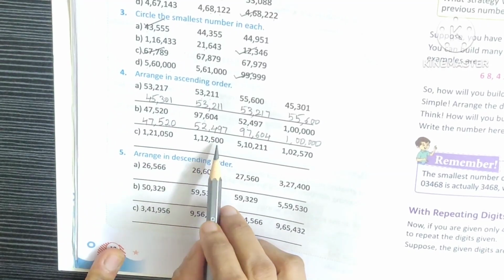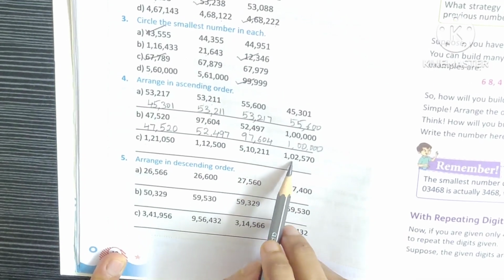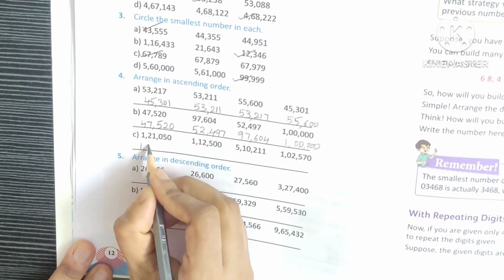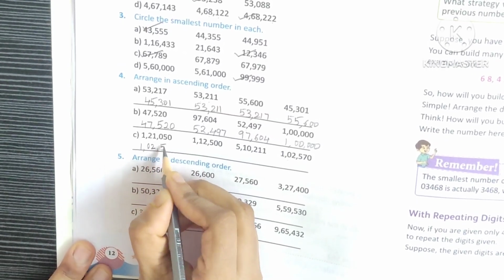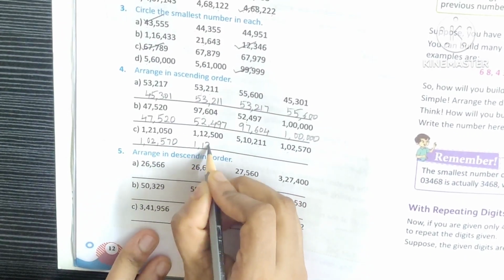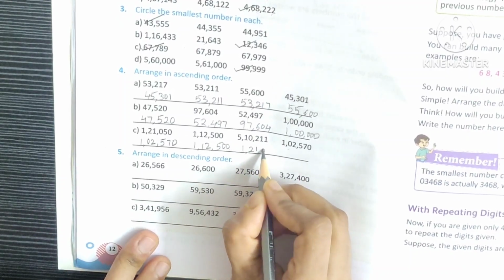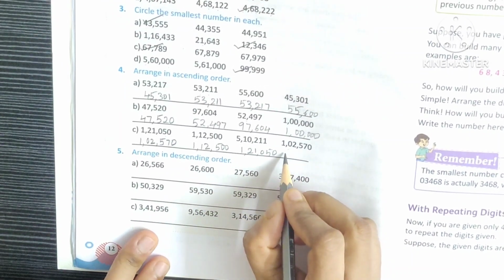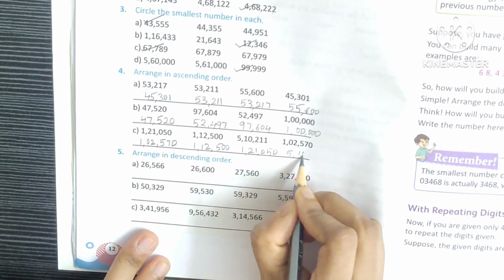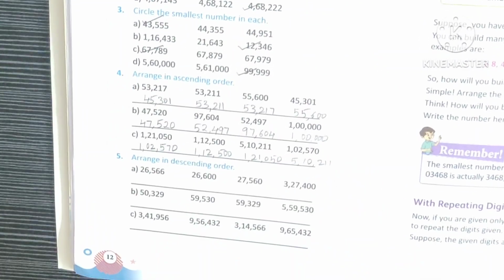1,21,050, 1,12,500, 1,10,200, 1,02,570. 1,02,570, 1,12,500, 1,21,050, 5,10,211. Understood?